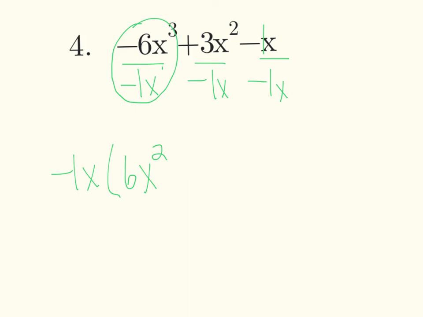Next one is 3 divided by negative 1, which is negative 3. And you have x to the second divided by x to the first. Subtract your exponents, you get x to the first. And then you have negative 1 divided by negative 1, which is a positive 1. And then x divided by x, those cancel. And then there's your answer.